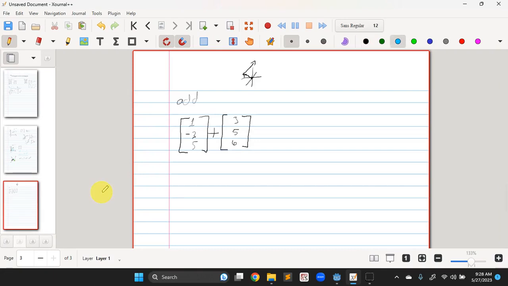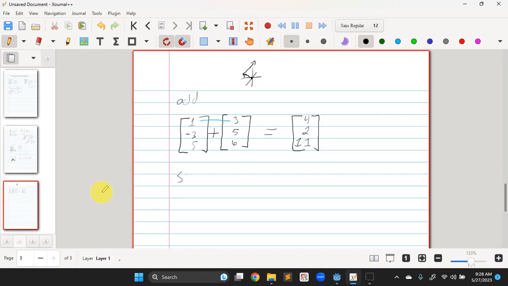It adds component by component. So we take all of our x components and add those together. 1 plus 3 gives us 4. -3 plus 5 gives us 2. And 5 plus 6 gives us 11. So between those two movements, the first arrow followed by the second arrow, ultimately we did this. It just adds component by component and gives us a new vector.